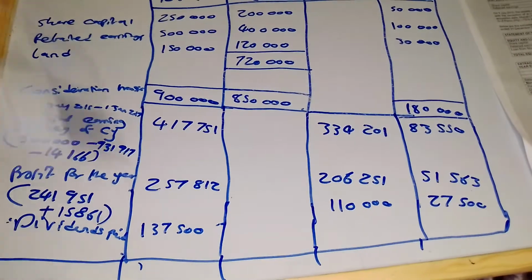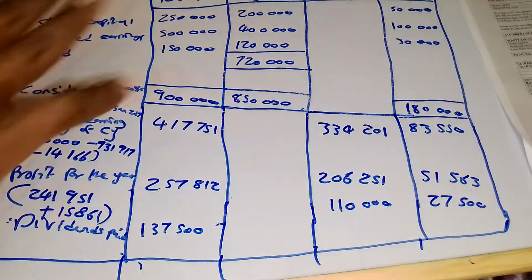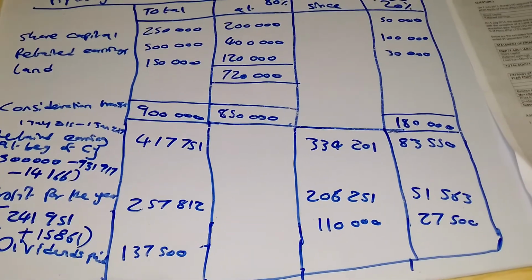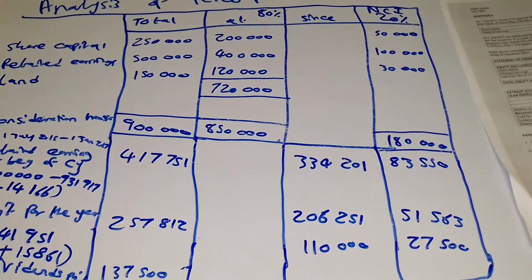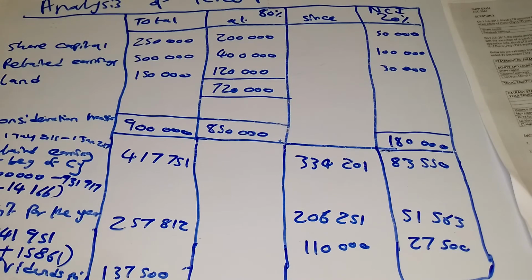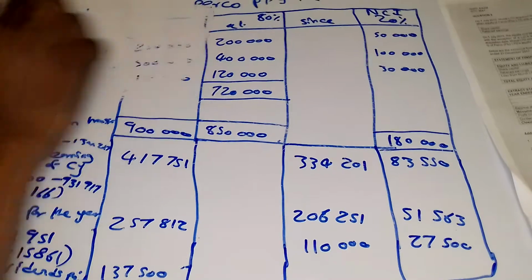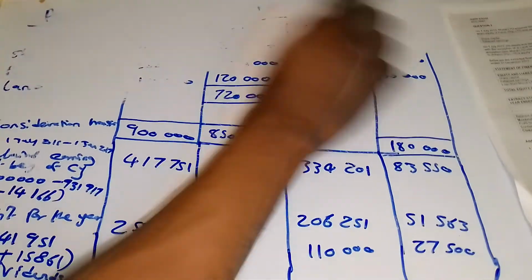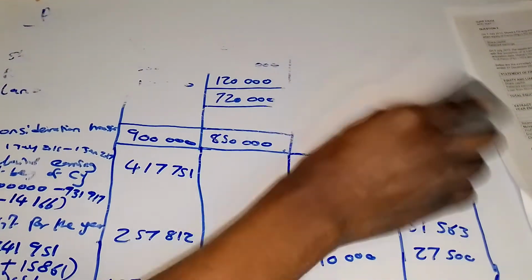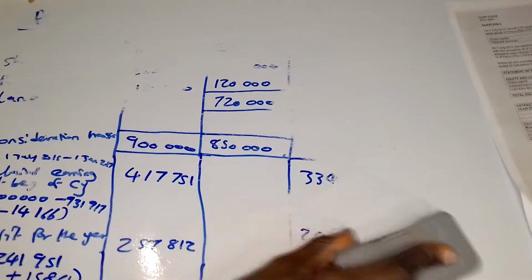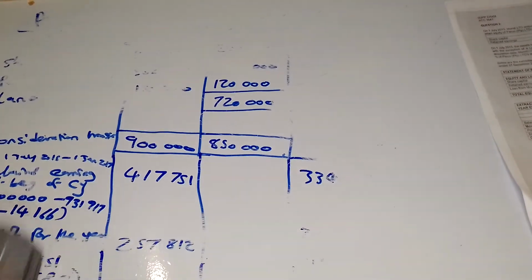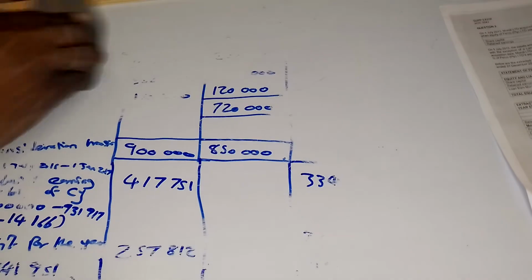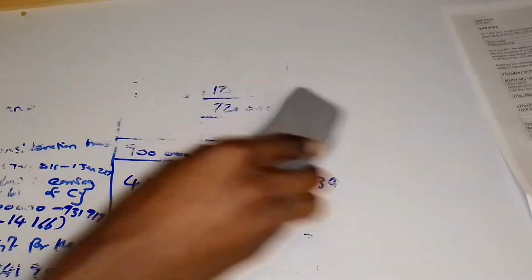Okay, now let's go to the journal. Remember all this information that I'm going to crash here, we are going to use it when we prepare our journals. Let me crash this point. Just make sure that you have this information on the other side so that you will be able to see that this journal is coming from this information.